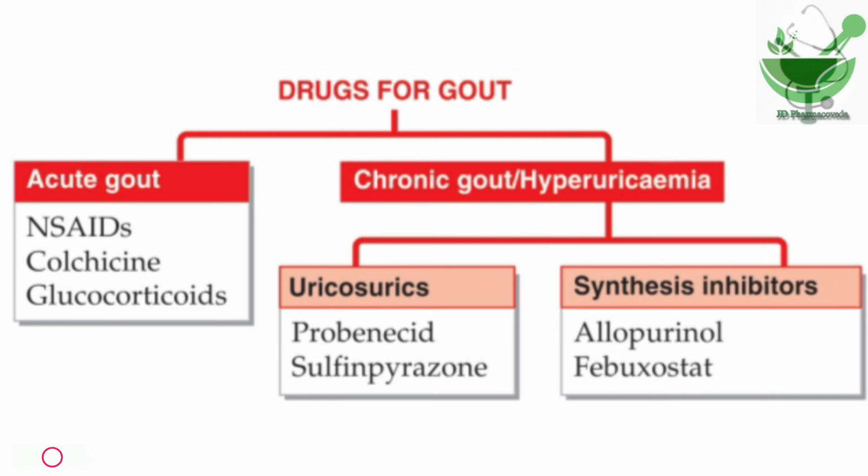In chronic gout or hyperuricemia, we know that the accumulation of uric acid in the big toe or the joints causes the gout. Uricosurics are the drugs which increase the excretion of uric acid in urine. The drugs are probenecid, sulfinpyrazone. Then the synthesis inhibitors like allopurinol and febuxostat.